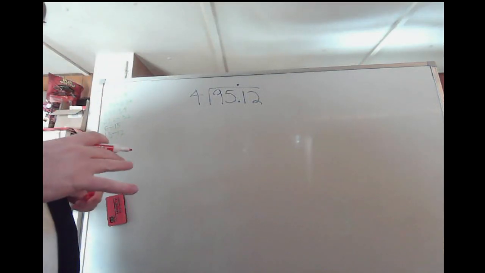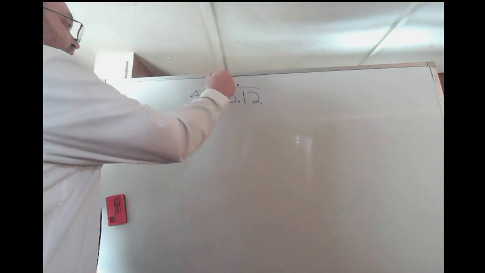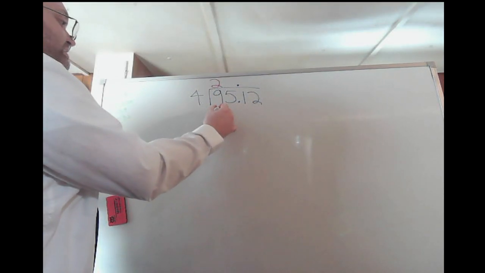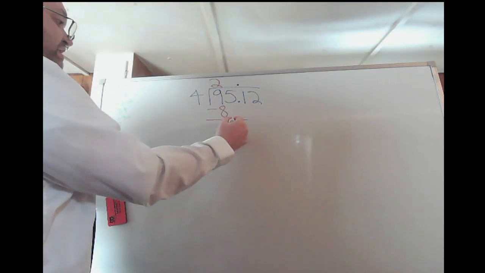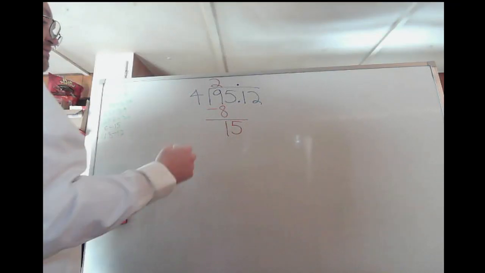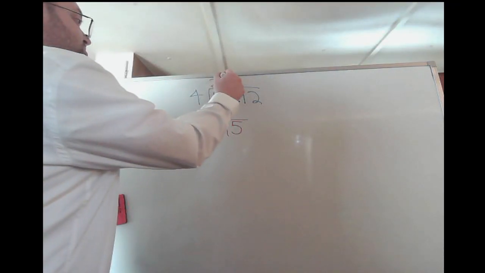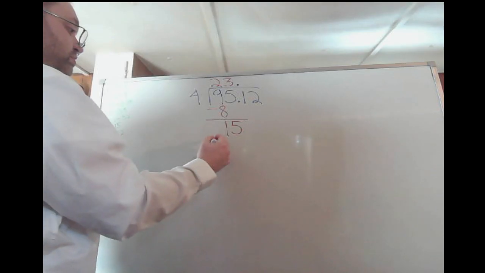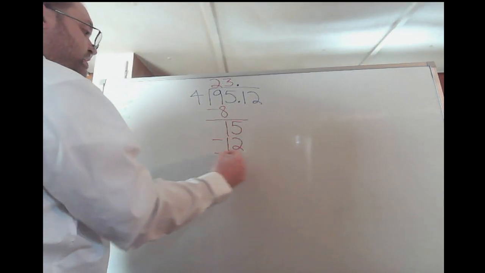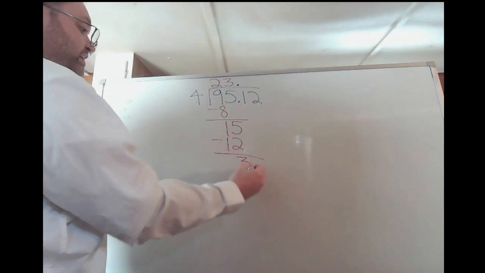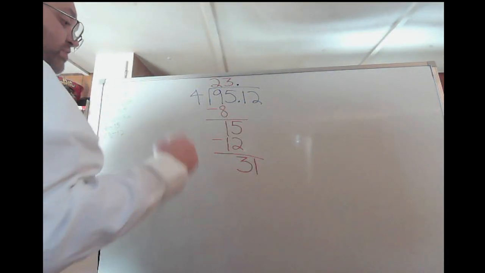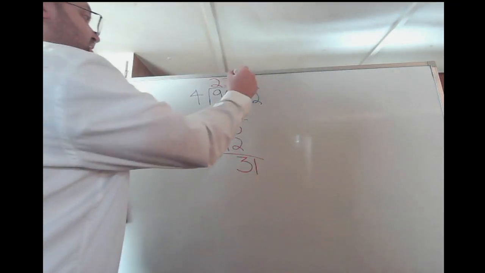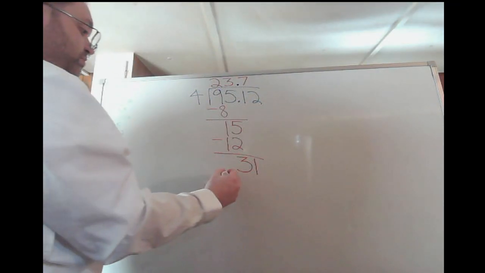Alright, now we can begin. 4 goes into 9 how many times? Twice. 2 times 4, well that's 8. 9 minus 8, well that's just going to be 1. Bring down your 5 from the dividend. 4 goes into 15 how many times? 3 times. 3 times 4, well that's going to be 12. 15 minus 12, that's 3. Ignoring the decimal, bring down your 1 from the dividend. 4 goes into 31 how many times? 7 times. 7 times 4, well that's 28.